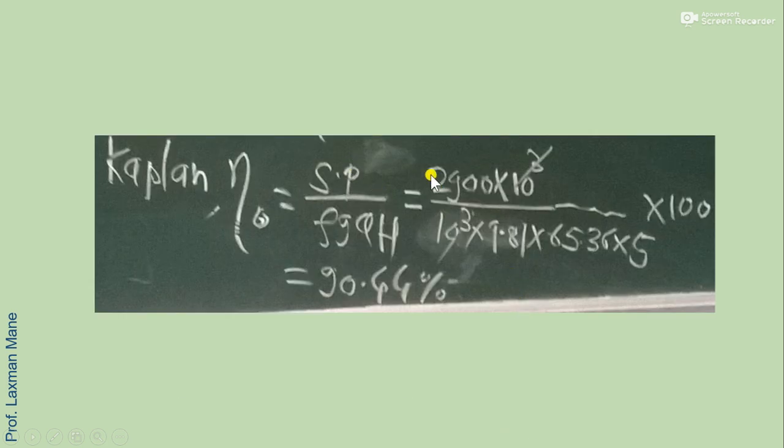So this discharge we use to calculate the overall efficiency of the turbine, that is shaft power upon rho g QH. Shaft power we have to convert into watt. 2900 is in kilowatt, multiplied by 10 raised to 3, divided by rho 1000 into g value into Q calculated into head. So we get Kaplan turbine overall efficiency in percentage.